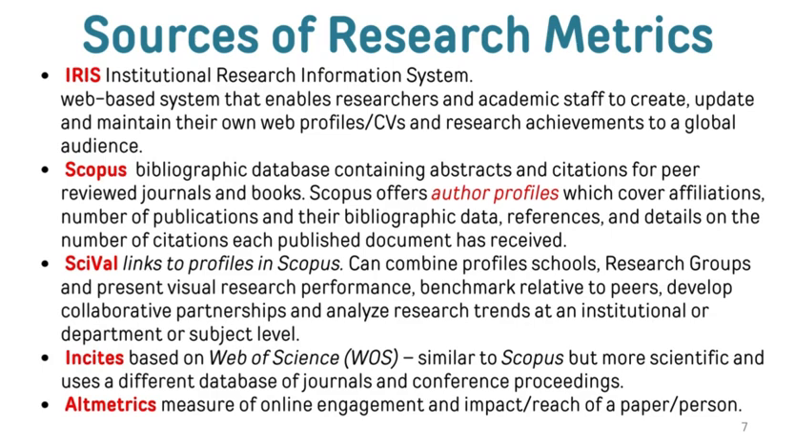Scopus, as I mentioned, is one of the very important bibliographic databases containing abstracts and citations for peer-reviewed journals and ebooks. Scopus offers author profiles, which cover affiliation, number of publications, bibliographic data, references, and details on the number of citations each published document has received. So this can be very useful for assessing the research.